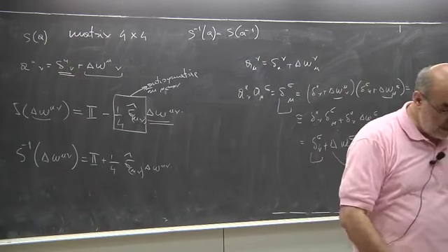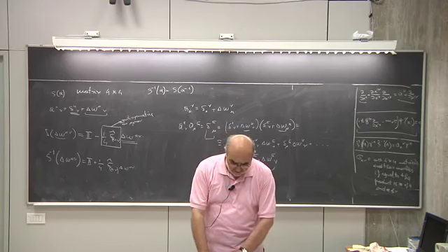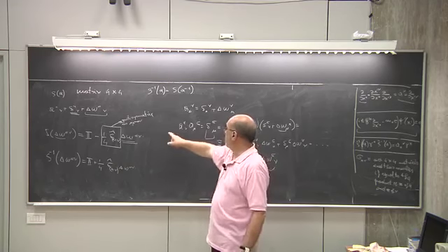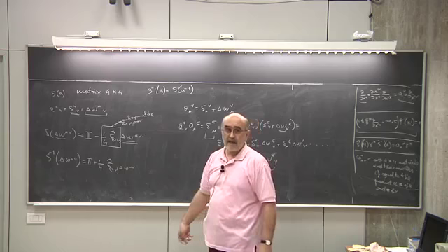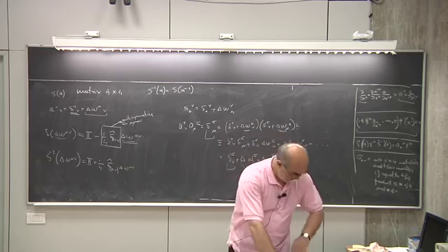Now, tomorrow what we will do is we will solve this equation and find the form of the S. Okay, and we will see they are not the identity, differently than in the Klein-Gordon.